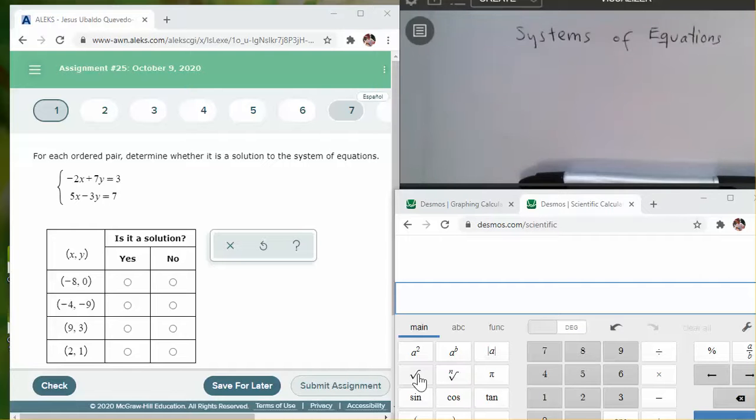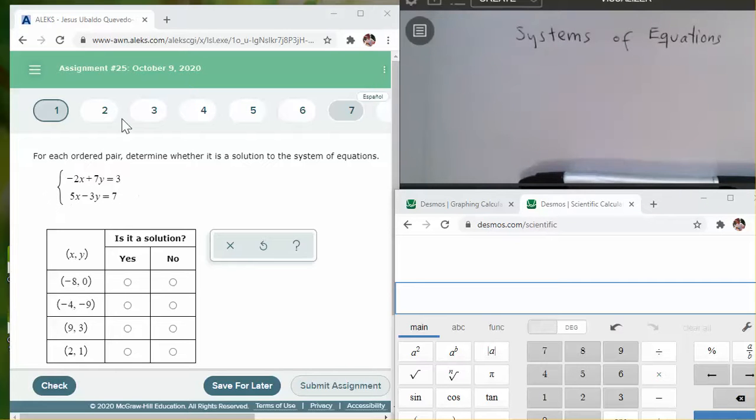Hi, in this video first we will verify if a given point is a solution of a system of equations. Then we will solve a system of equations by graphing.